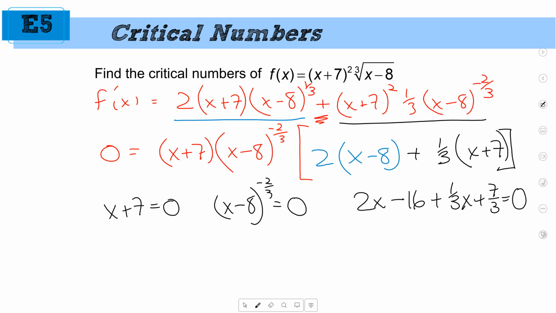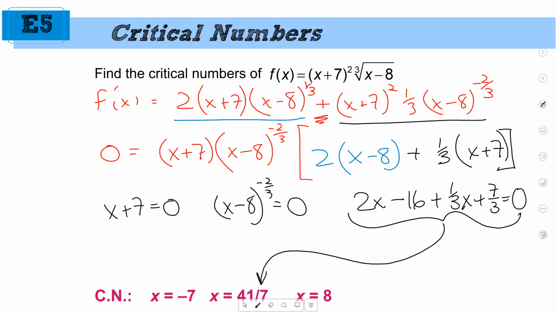Okay, let me put the answers up there. Good. So the -7, no problem. I'm assuming the 41/7, even though it's an ugly answer, you could find that. Because this gives me the 41/7. This gives me the -7.